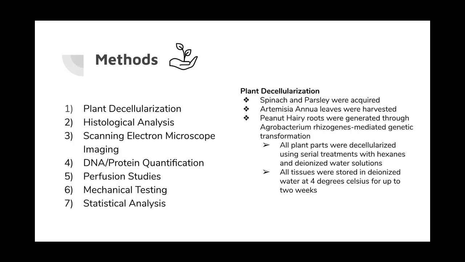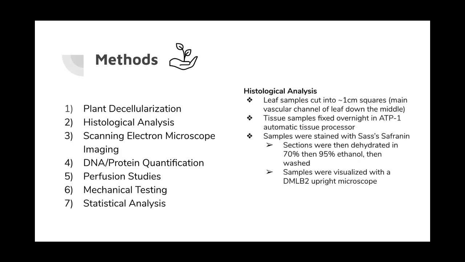After the decellularization process, a histological analysis was run. For this analysis, leaf samples were cut into 1 centimeter squares, making sure that the main vascular channel down the middle of the plant was still intact. These samples were fixed overnight with an ATP1 atomic tissue processor. These samples were then stained with safranin so that they're easily viewable under a fluorescent microscope or under any microscope. The sections that were cut were dehydrated in ethanol and then washed and then visualized under the DMLB2 upright microscope.